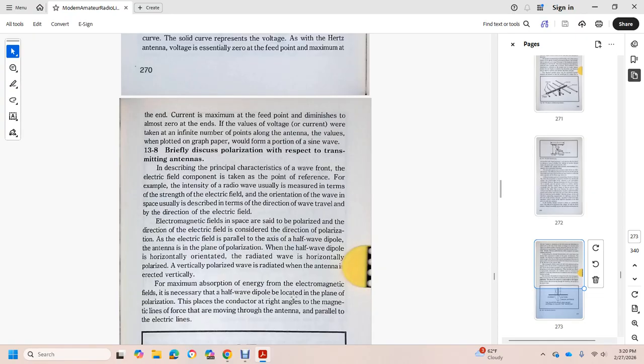set with the polarization. Consider the direction of the polarization: the electrical field parallel with the axis of the half wave dipole antenna with plane polarization. A half wave dipole horizontally oriented has a horizontally polarized radiated wave, and a vertically polarized wave is radiated when the antenna is erected vertically.